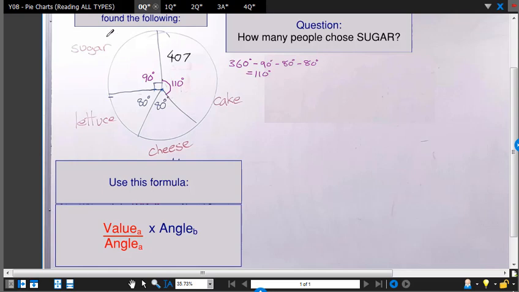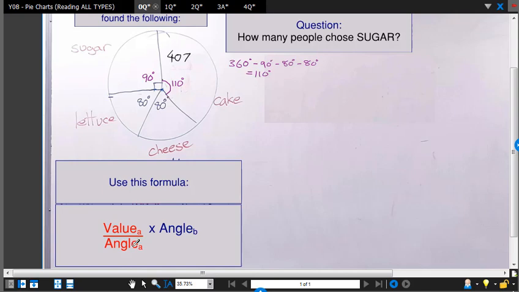So an easy way to find out any other category's value is just use this. Get the value of the category we know and the angle of that category. We know the angles of all categories, but we only know the value of one. So we're going to have to use the angle 110 and the value 407, because cake is the only category whose value we know and whose angle we know.